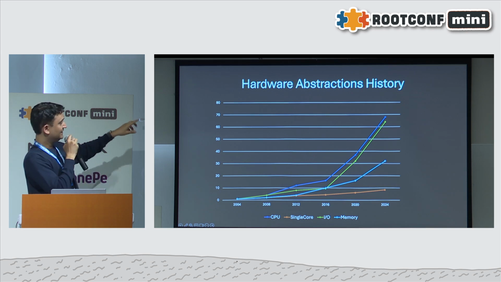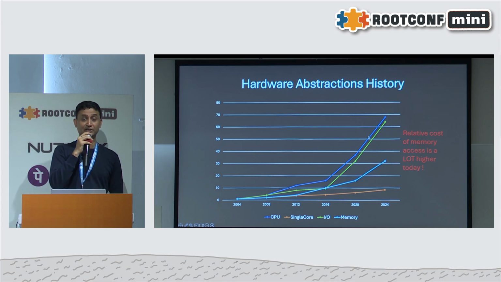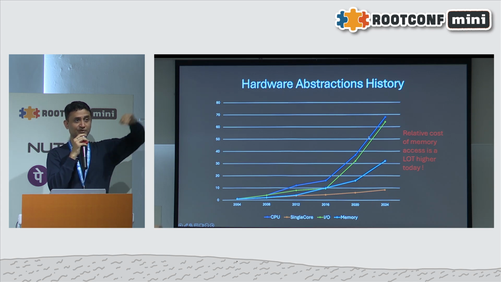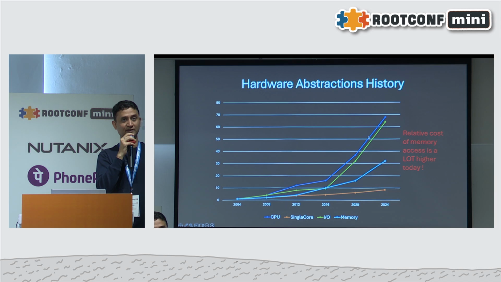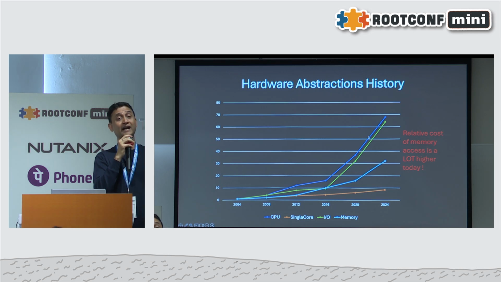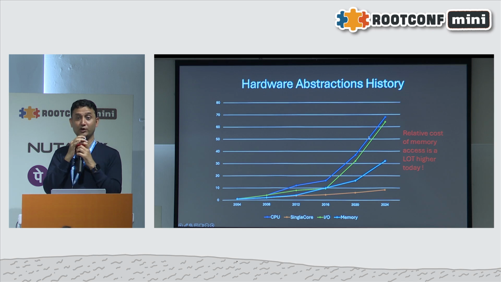The important thing to bear in mind here is that because of this change, the relative cost of memory access is a lot higher today. Is that obvious? CPU's performance has gone up, and memory bandwidth has not kept pace with that. It's grown slower, which means every microsecond that I'm waiting for memory today, I could have done a lot more work than what I would have been doing in the same time 20 years back. So the relative cost of memory access is a lot higher.